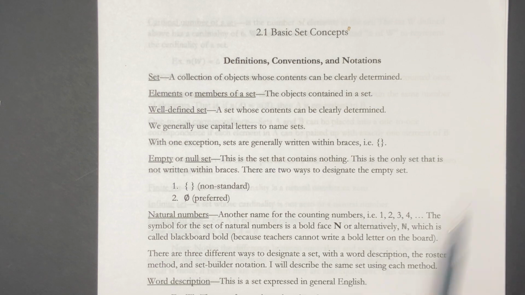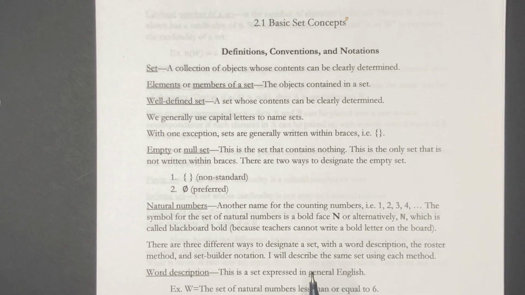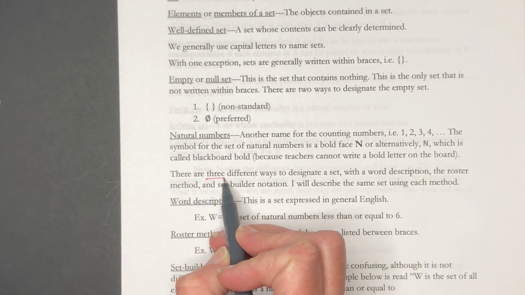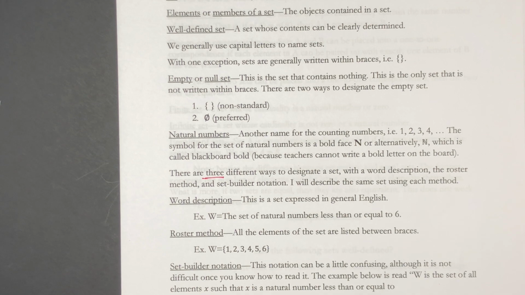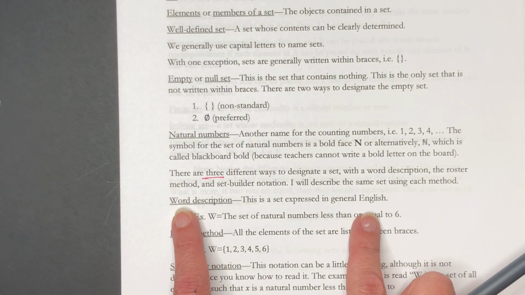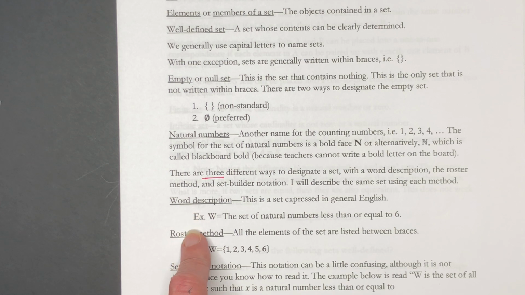Okay, so those are the definitions so far. Now we're going to talk about the 3 different ways to designate a set. And in the homework and everything, you will be asked to give some of these. The first way is a word description. And this is just a set described in general English.